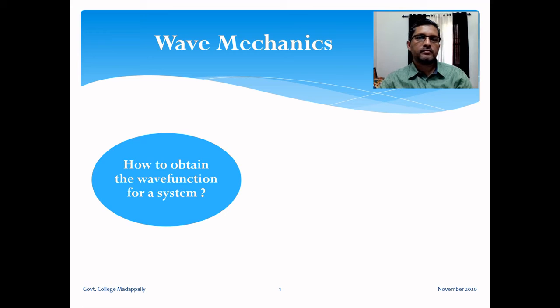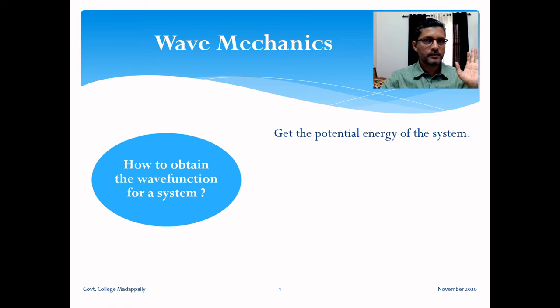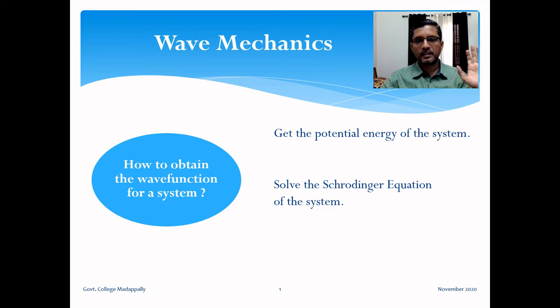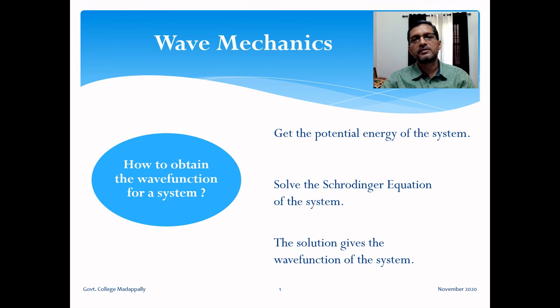Let us summarize the algorithm of Schrodinger's theory, our algorithm of wave mechanics. The first feature in wave mechanics is the question of how to obtain the wave function for a system. This is the algorithm for that. Get the potential energy of the system first. Then solve the Schrodinger equation of the system. Write down the Schrodinger equation. We know that it is a second order partial differential equation which is linear and homogeneous, and solve this Schrodinger equation of the system. The solution of the Schrodinger equation gives the wave function of the system. So this is how we obtain the wave function of a system.